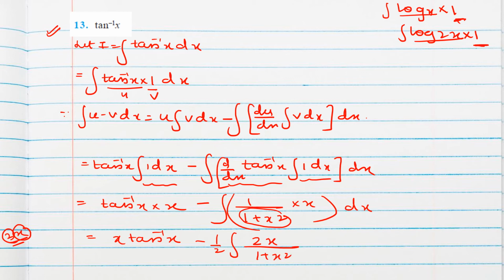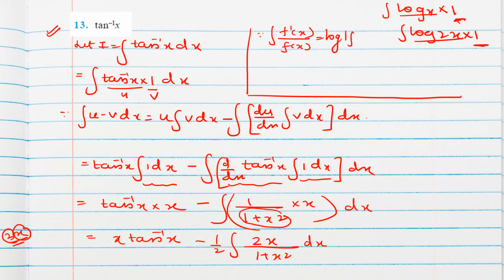Then for this integral we can use the formula. We know the integral of f dash of x by f of x is the log of the denominator. So directly we can use log of 1 plus x square. Finally the answer will be x tan inverse x minus 1 by 2 log of 1 plus x square plus c.